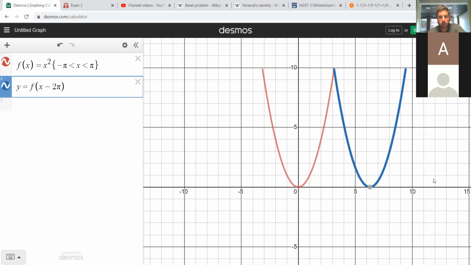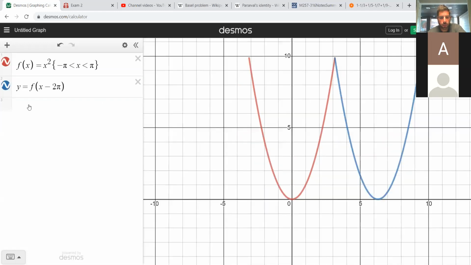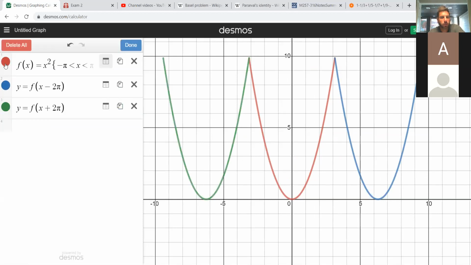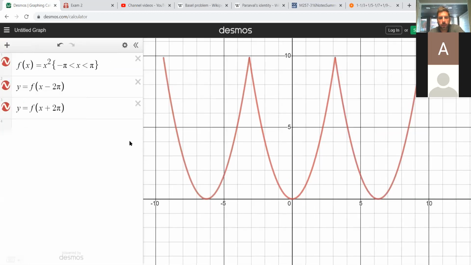And I could also shift it to the left 2 pi. How do I do that? I do that by adding 2 pi. So this is what I was talking about earlier about shifting left and right. Now let's make these all look like the same color. We'll do red again. So here is my function, and I'm only caring about what's happening between -3 pi and 3 pi.